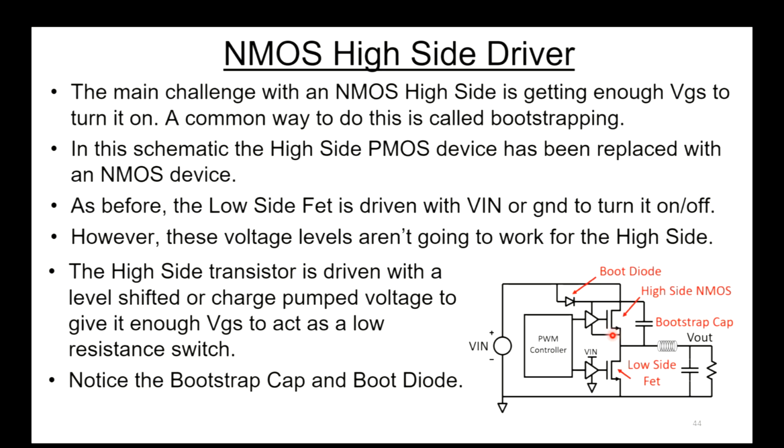As before, the low side FET is an NMOS device, and it's driven with the standard voltage it had before, ground and Vin. However, those voltage levels aren't going to work for driving the high side FET now. The high side transistor is driven with a level shifted or charge pump voltage to give it enough VGS to act as a low resistance switch, which is what you need. Now, notice we've added this bootstrap cap and this boot diode.